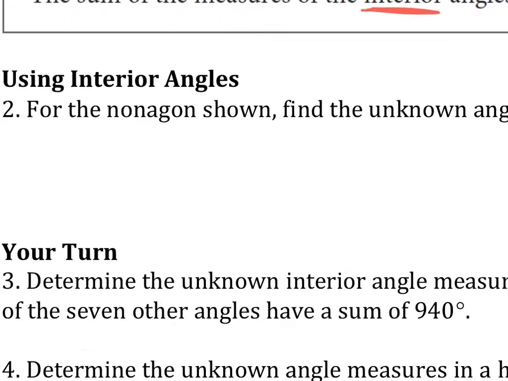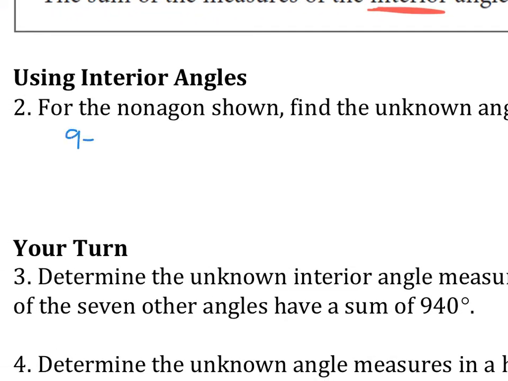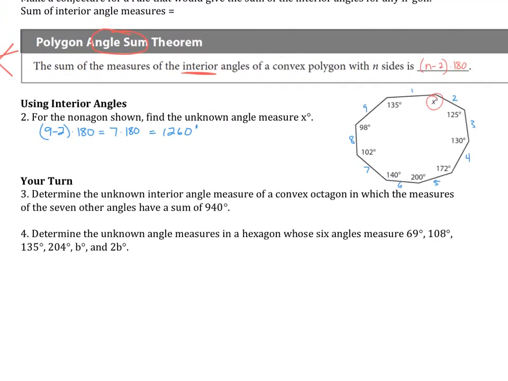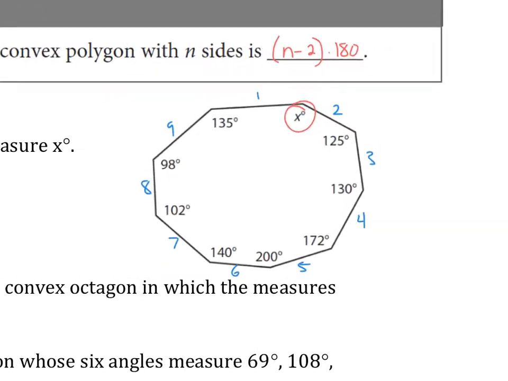So ultimately, all of them should add up to this expression. 9 minus 2 times 180, so that's 7 times 180, which is 1,260. So I know that all of those should ultimately add up to 1,260.